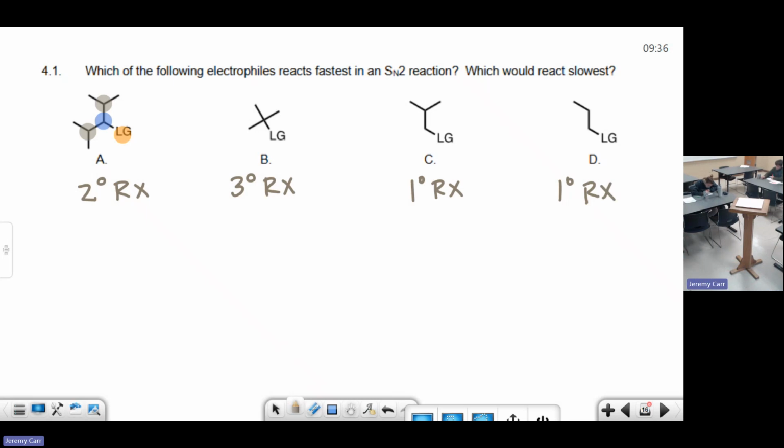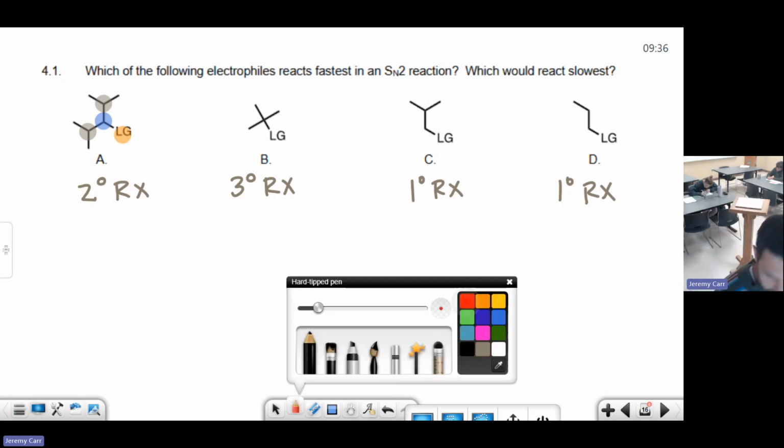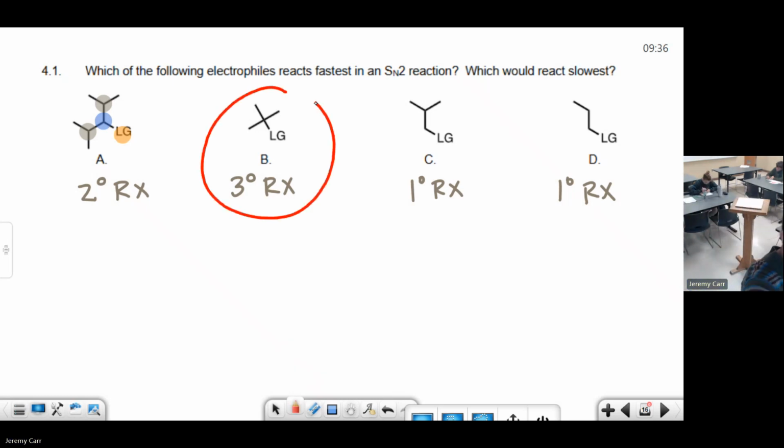All right, so let's see here. Which one of these is going to go? Let's go with the easiest one first. Which one's going to go slowest and why? Tertiary. B is going to be our slowest one. Why is it the slowest? Steric bulk around the electrophilic carbon, right?